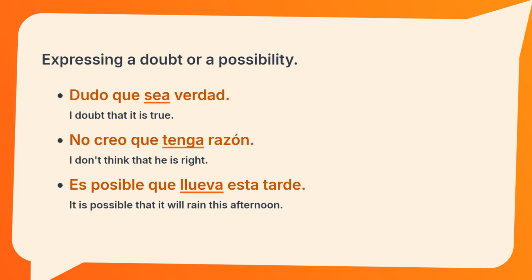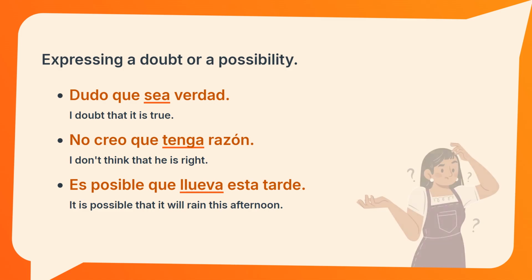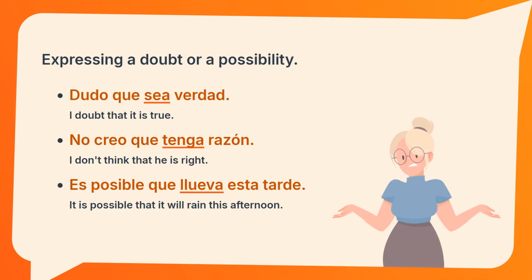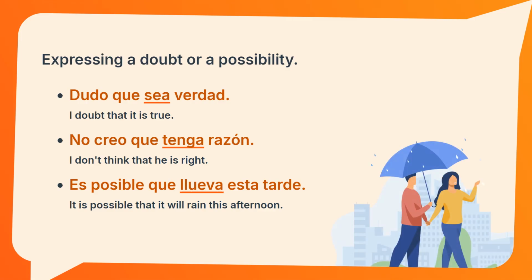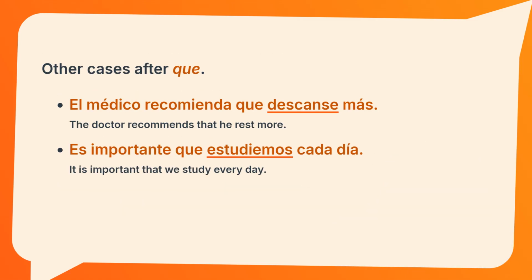We also use it when expressing doubt or talking about a possibility of something happening. Dudo que sea verdad. I doubt that it is true. No creo que tenga razón. I don't think that he is right. Es posible que llueva esta tarde. It is possible that it will rain this afternoon. You might have noticed that most of the time the subjunctive follows the word que. This is a good clue to look out for when figuring out if the subjunctive should be used.